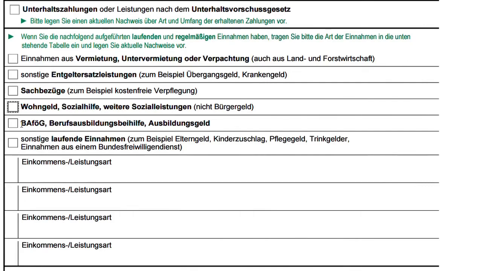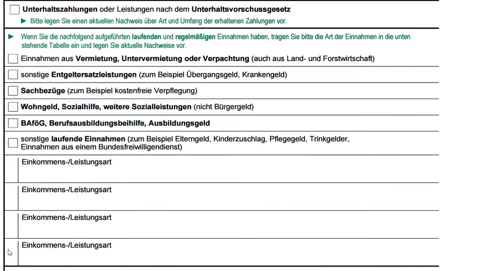If this person gets BAföG, Berufsausbildungsbeihilfe or Ausbildungsgeld, you mark here with a cross. If this person has other current income, for example parental allowance, child allowance, care allowance, tips, or income from a federal voluntary service, you mark here with a cross. And here, and here, you write the types of income he or she has.